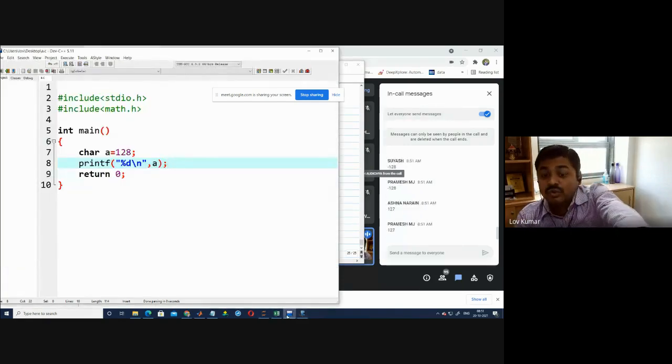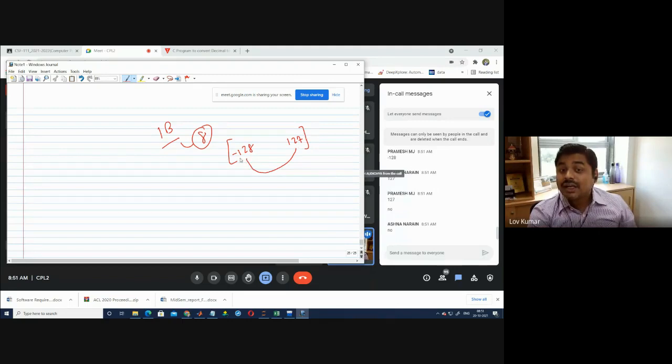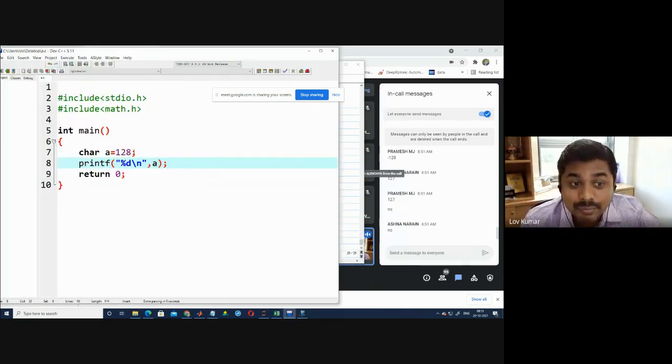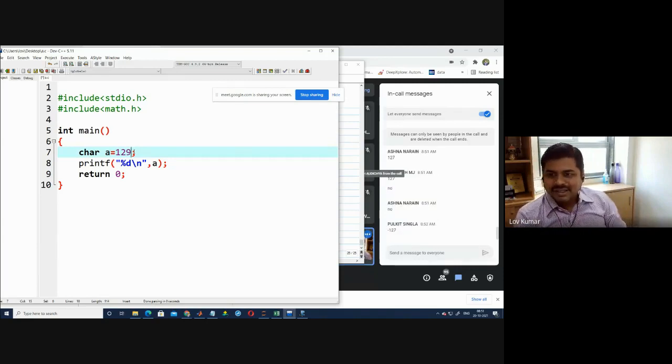Can we store 128 in an 8-bit number? We cannot store. So after that, it will follow the cycle. If you are writing 128, it will store minus 128. If you are writing 129, what value will it print? Anyone? Minus 127. Just you can see minus 127.